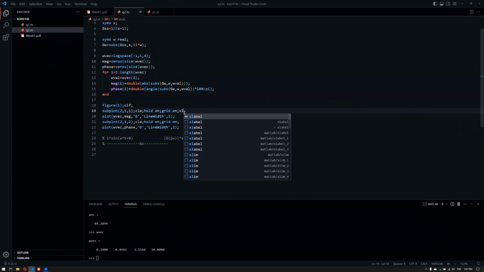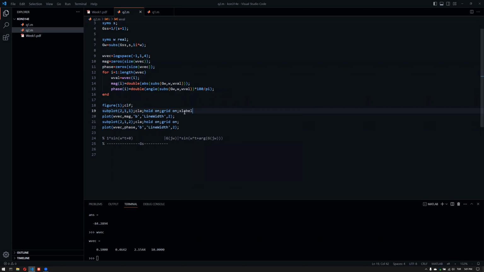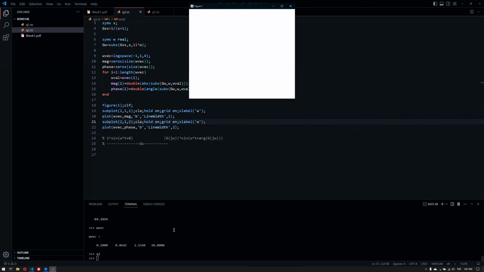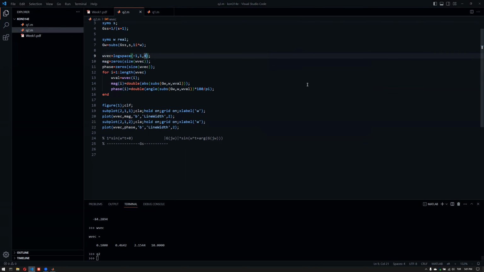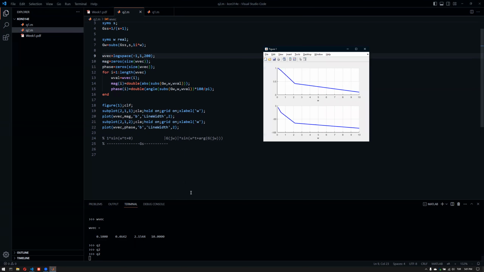What we can do is use xlabel to indicate that the x-axis is going to be omega, which is the common axis here. And yeah, we should be good to go. So this doesn't resemble a Bode plot. The first reason for that is that the omega vector values are not really that many. So if we increase the number of points here, we will have a better plot in a minute. There we go. Now, this still doesn't look like a Bode plot.